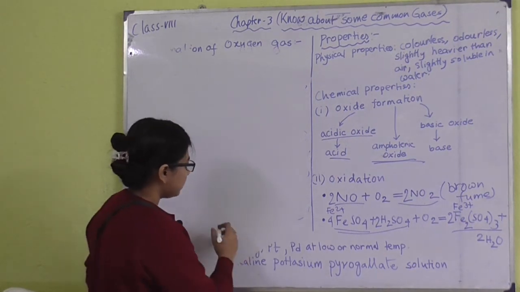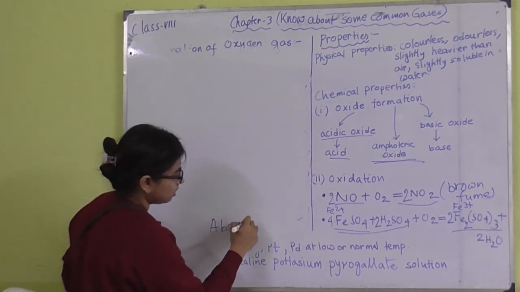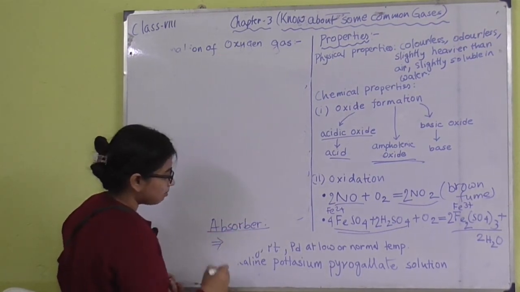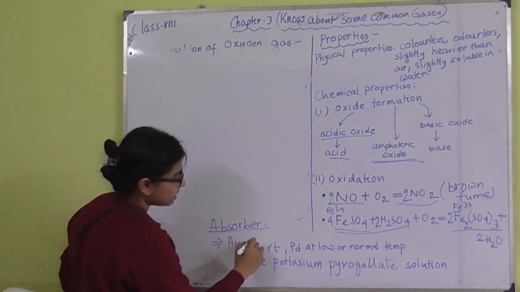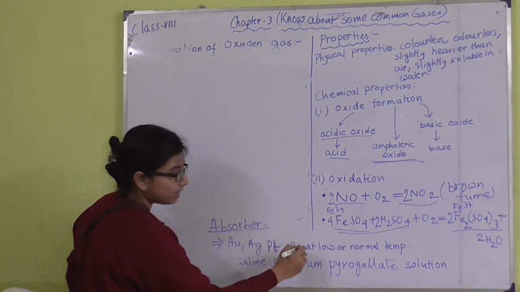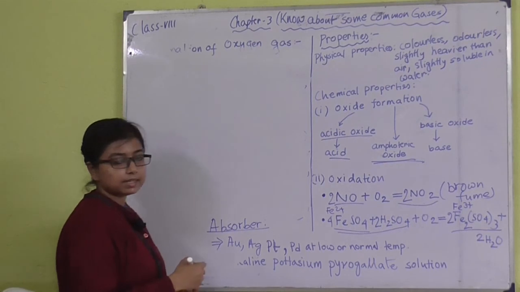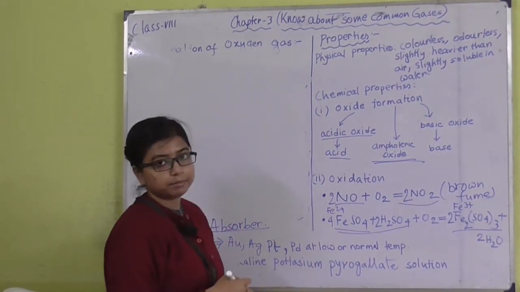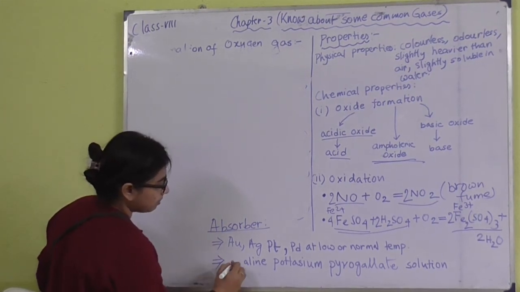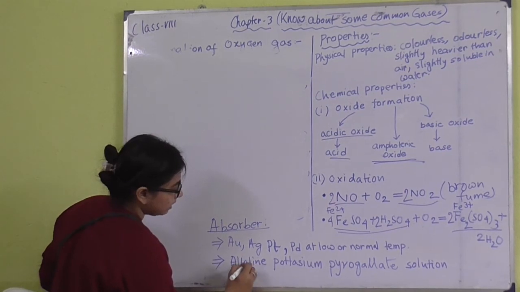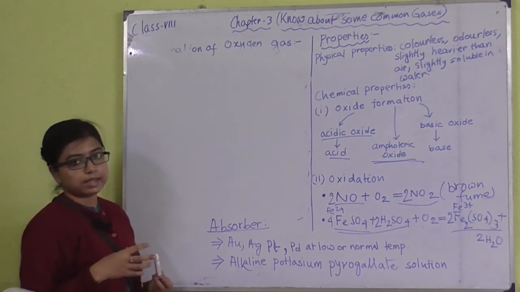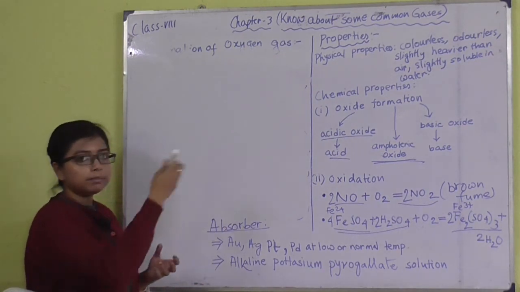Now, the next thing we have, that is the absorber of oxygen gas. We have certain metals like aurum, silver, that is Ag, platinum, and palladium. They can absorb oxygen gas at low or normal temperature. And we have also another example, we can use alkaline potassium pyrogallate solution, which can also absorb oxygen gas. So, this is all about oxygen.